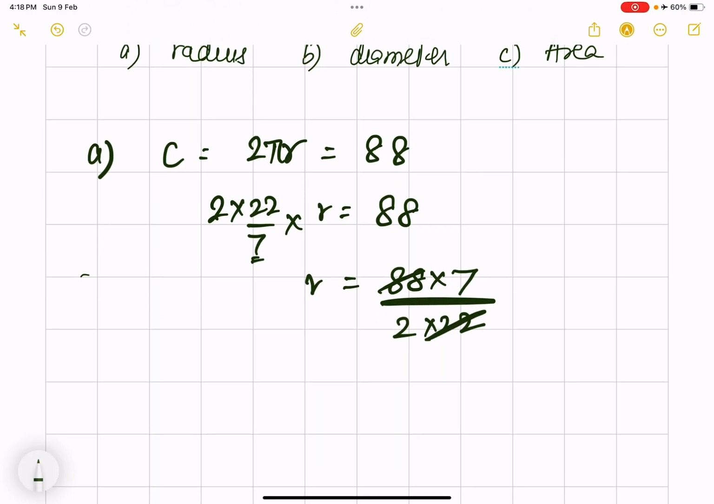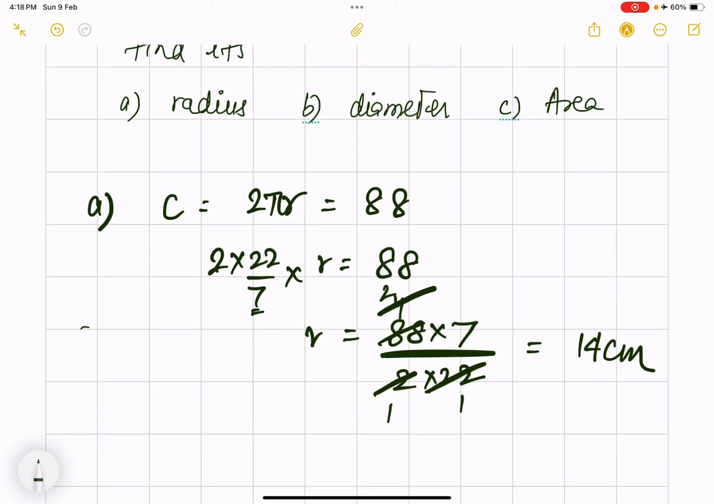Now 22 and 88 can cancel. 22 ones are 22, 22 fours are 88. And 2 and 4 can be cancelled. 2 ones are 2, 2 twos are 4. The answer is 14 centimeter. So the first part, the radius of the circle, is 14 centimeter.